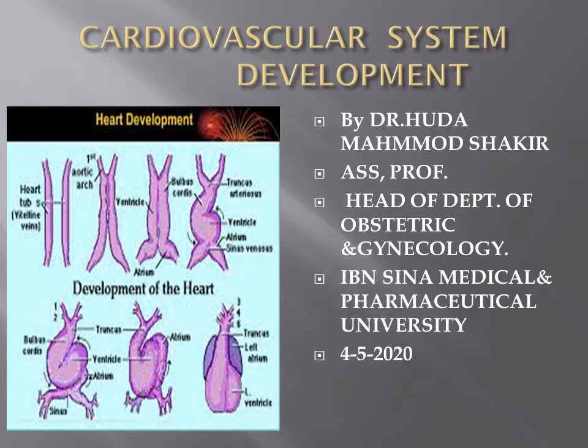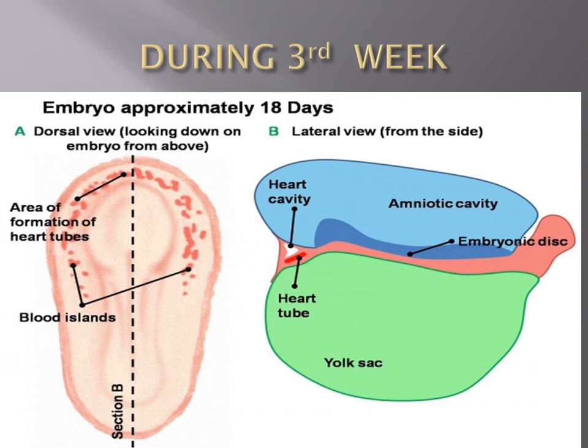As you all know, by the end of the second week, cells from the epiblast will start migrating into the area between the epiblast and the hypoblast, which is now called the third layer, or the mesodermal layer. So by the third week, through the process of gastrulation, three layers of cells are there. And the cardiovascular system appears in the middle of the third week.